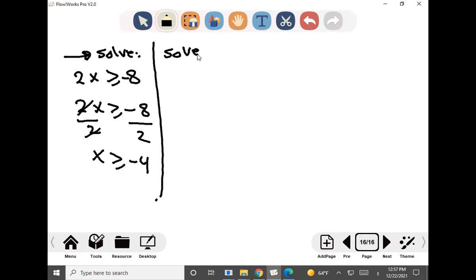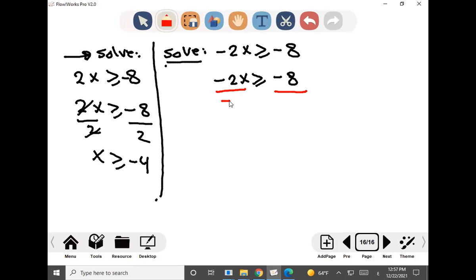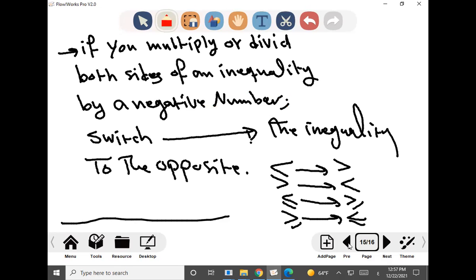Solve negative 2x more than or equal to negative 8. Here the coefficient is what? Negative. So let's solve it. Here we write negative 2x more than or equal to negative 8, and divide both sides by negative 2. Now go to the note.